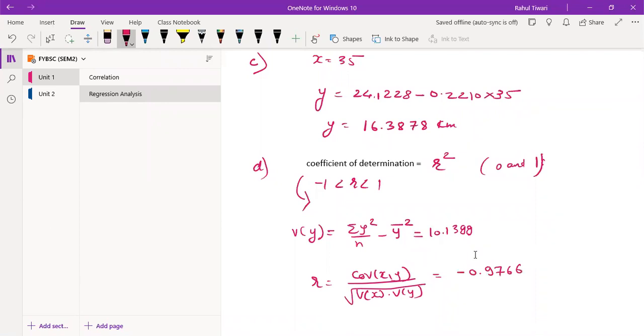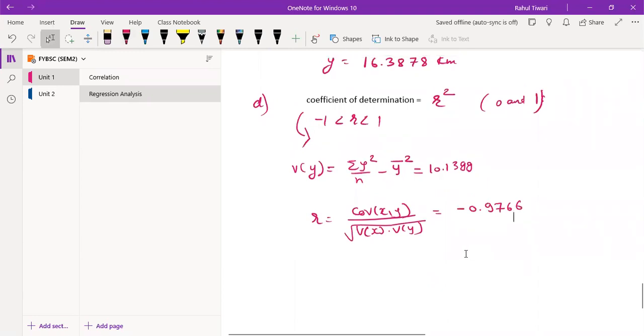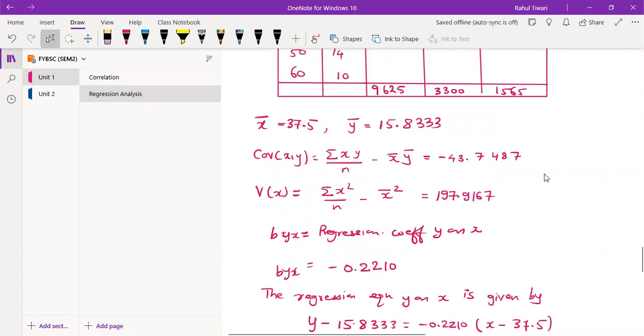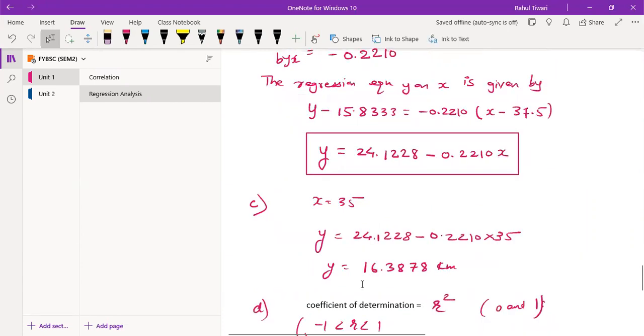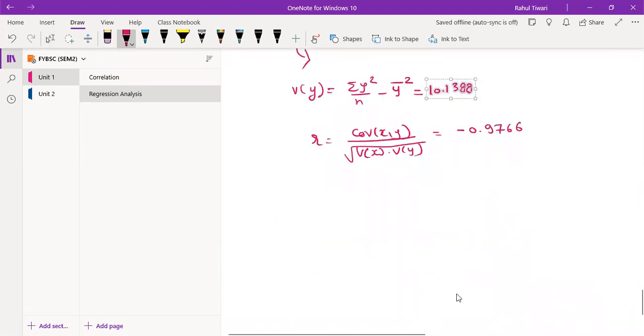Please calculate and tell me whether it is right or not. You have the covariance here, and you have the variance here. Take a square root of this also. Divide it. You will get R. What is your R square, the coefficient of determination? R square is equal to how much? 0.9537.